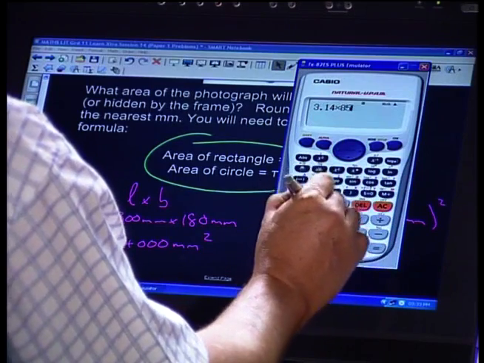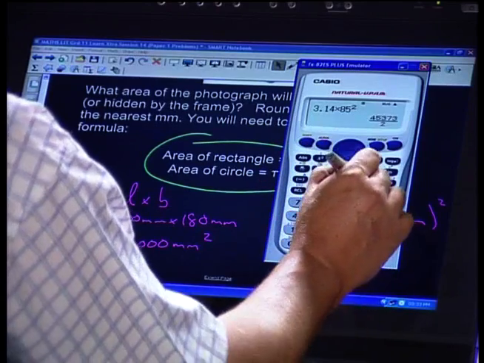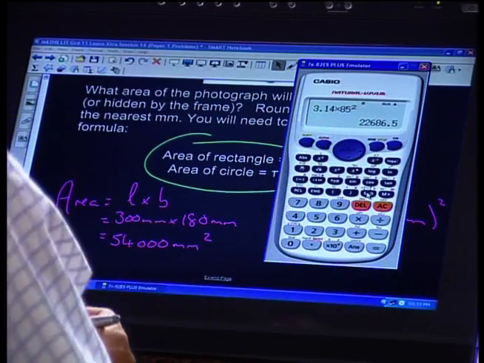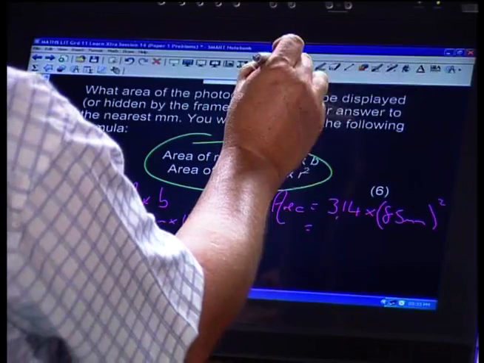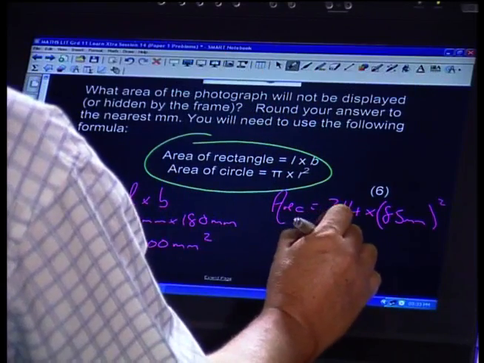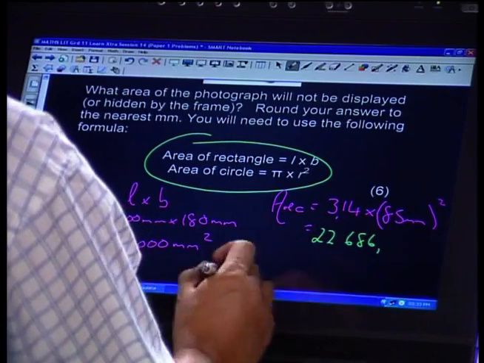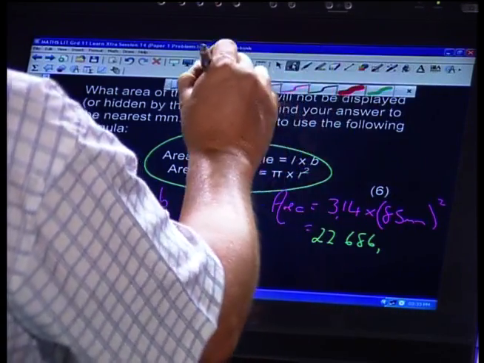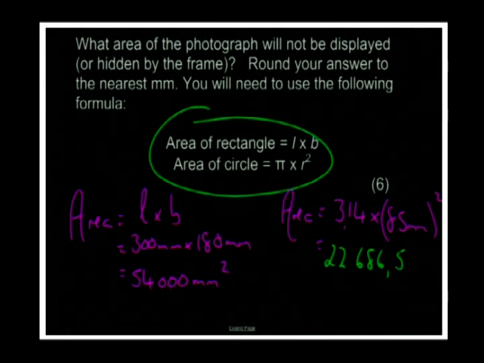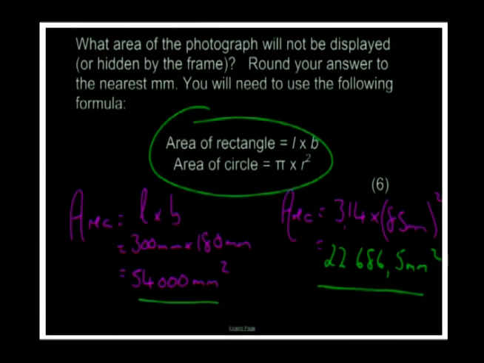Okay, equals, now our calculator, 3.14 multiplied by 85 squared equals, and there's our answer, 22,686.5. What? Millimeters squared. Okay. Now, we have the area of the whole rectangle, or the whole photograph. We have the area of the circular part.